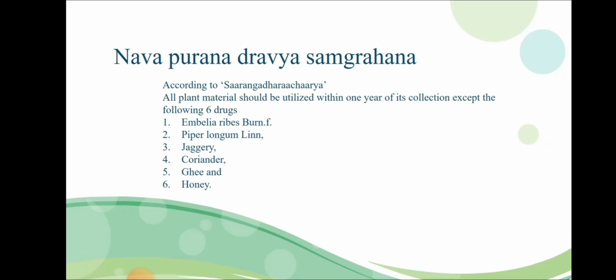Except these 6 drugs. These 6 drugs should be used after 1 year of its collection. The 6 drugs are Embelia ribes (Vidanga), Krishna (Piper longum), jaggery, coriander, ghee and honey.